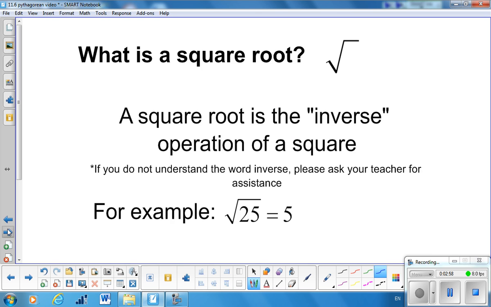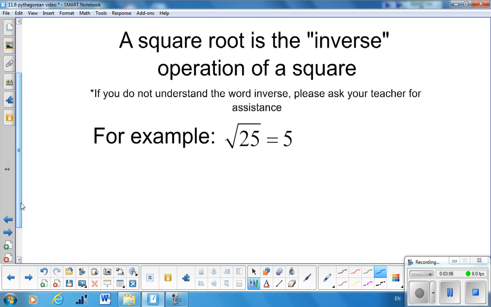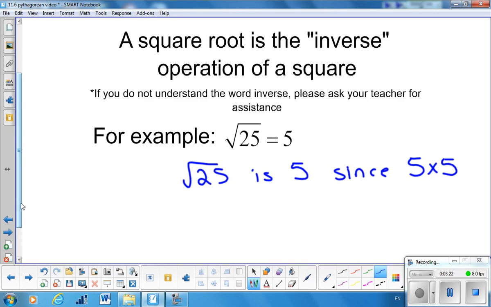What is a square root? A square root is the inverse operation of a square. So for example, we can write that the square root of 25 is 5. We know that the answer to root 25 is 5 because 5 times 5 is 25.